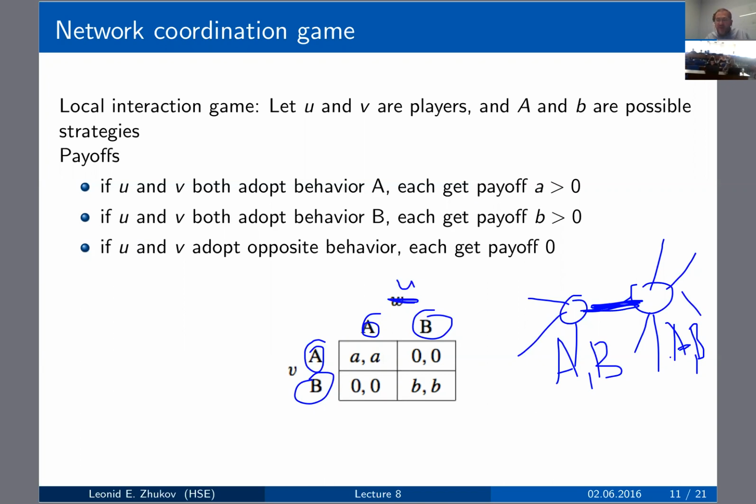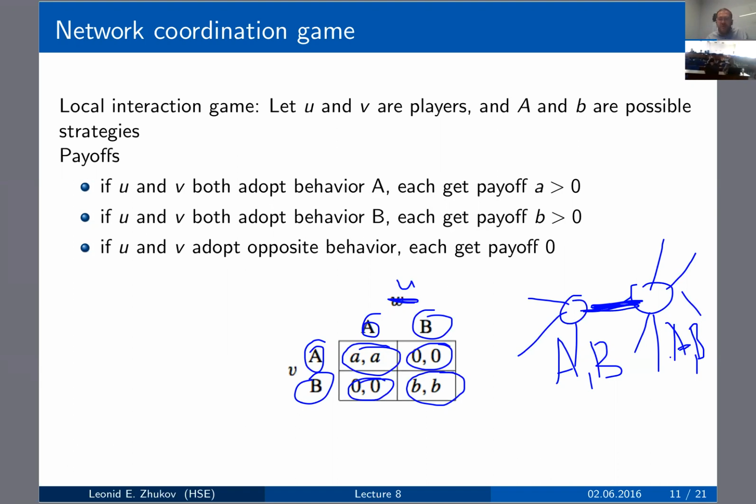If both of them select the same strategy, say go with MTS, they get a particular payoff, some sort of discount. If they go with strategy B, say Beeline, they get another particular payoff, another discount. But if they select opposite strategies, so one decides MTS and another Beeline, then whenever they call each other there is no discount, and their payoff is zero. It doesn't matter who selects which one. This is what's called the local network coordination game. It's local because it's between two players, and it's coordination because they win if they coordinate their action.